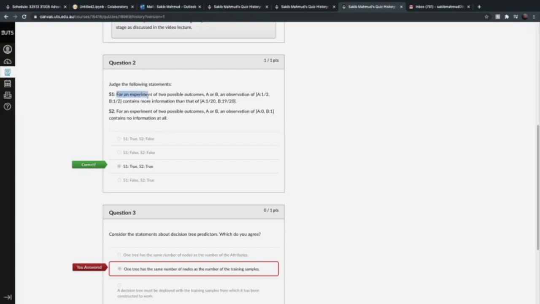So for the first one, A 1/2 and B 1/2 possibly has more information than that of A 1/20 and B 19/20, which was what I had chosen because that did seem like the correct answer to me. And also for the experiment of two possible outcomes of an observation of A0, B1 containing no information at all, it is true because A0, B1, where the value of A is 0, holds no information at all. So for this reason I had chosen S1 to be true and S2 to be true as well.